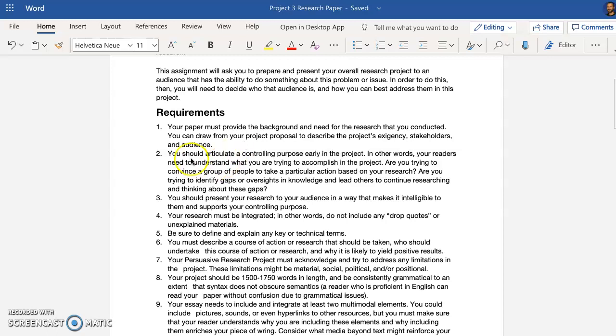Okay. You should articulate a controlling purpose early in the project. So you might have a heading here that says purpose. Okay, the purpose of this research paper. In other words, your readers need to understand what you are trying to accomplish in the project.